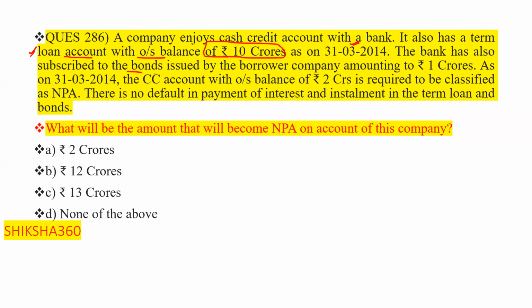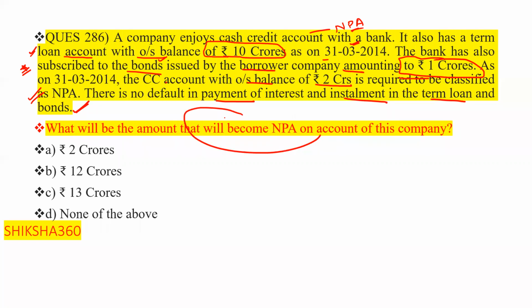The bank has also subscribed to bonds issued by the borrower company, amounting to rupees 1 crore, as on 31st March 2014. The CC account with an outstanding balance of rupees 2 crores is required to be classified as NPA. But there is no default in the payment of interest and installment in the term loan and bonds. So what will be the amount that will become NPA on account of this company? Basically there are three figures here.